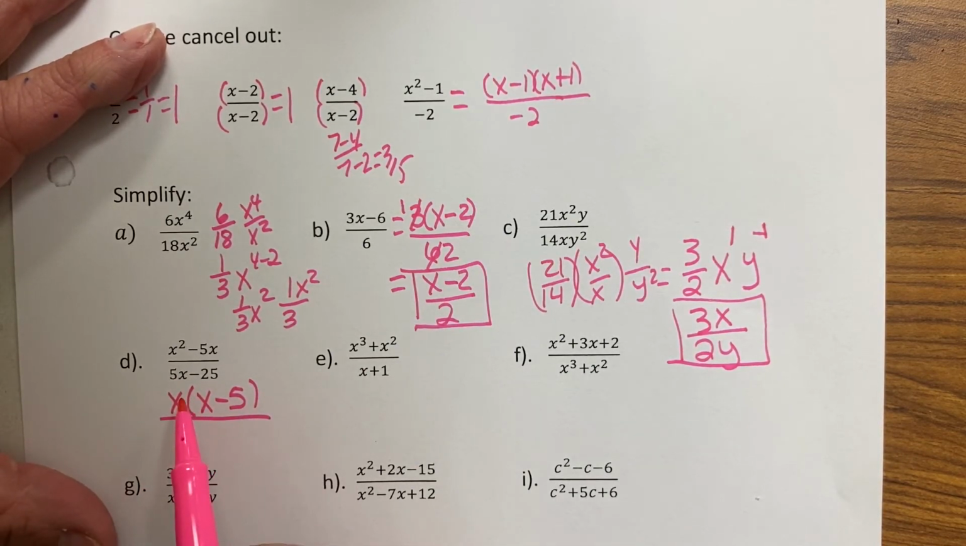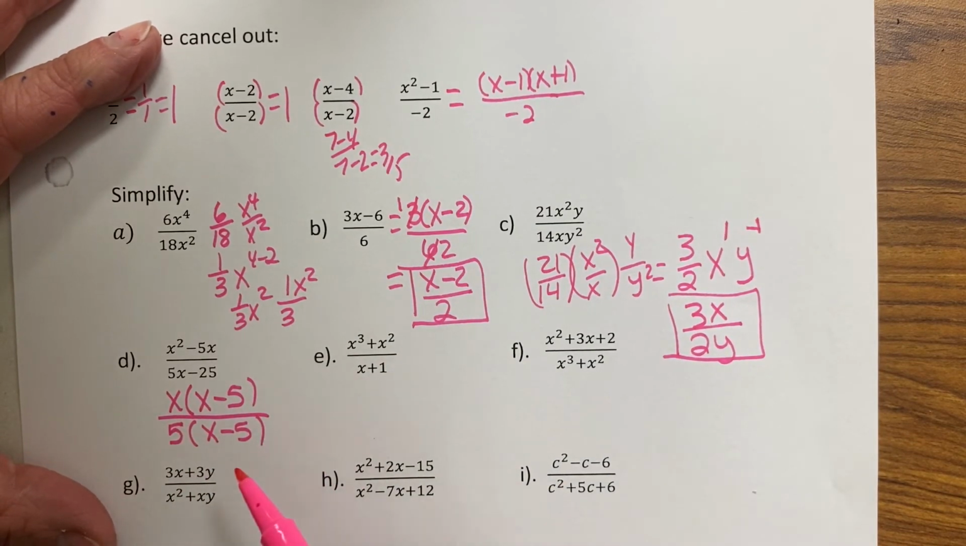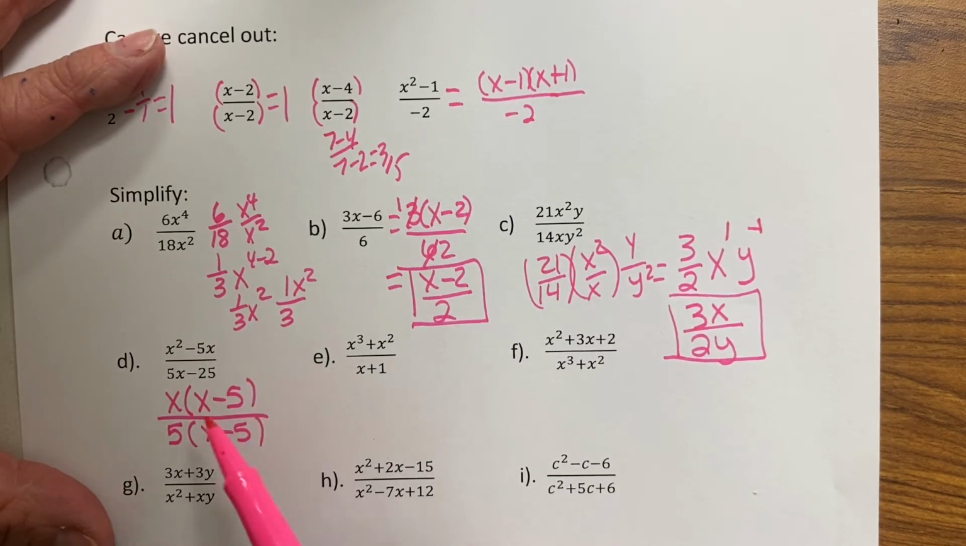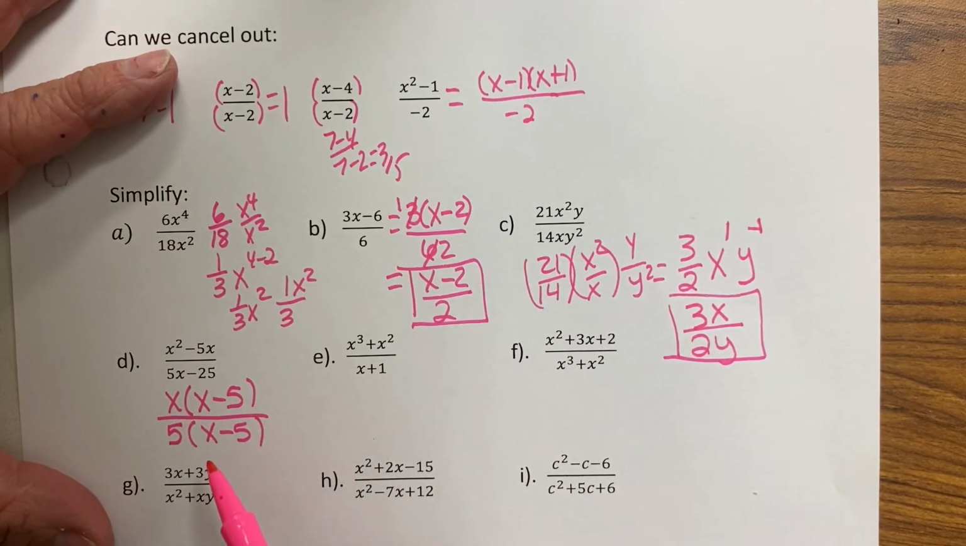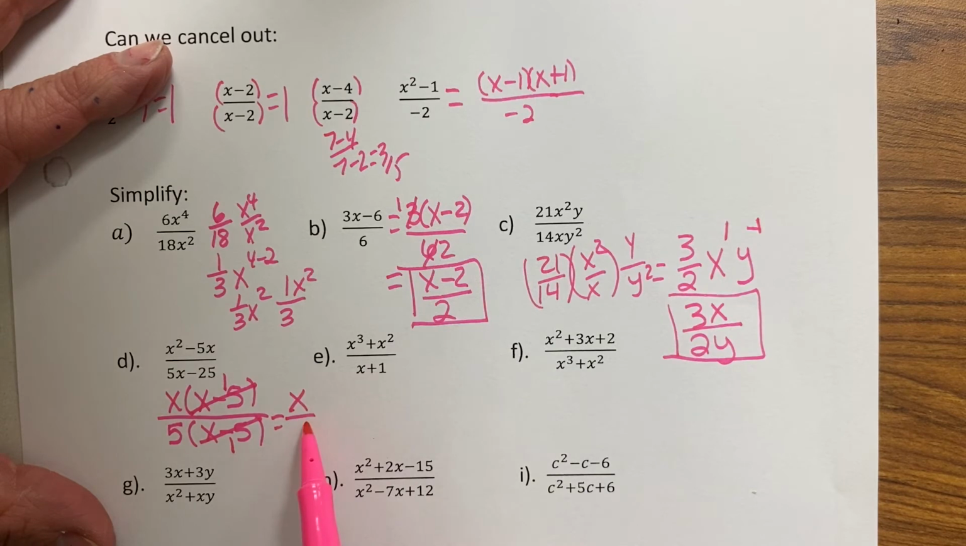First step to factoring is finding the greatest common factor. My greatest common factor is 5, and I am left with x minus 5. So now I'm looking to see, is there anything that I can cancel? I have an x minus 5 on top, and I have an x minus 5 on the bottom. So I can cancel them out, because this is going to be left with a 1. And so my answer is x divided by 5.